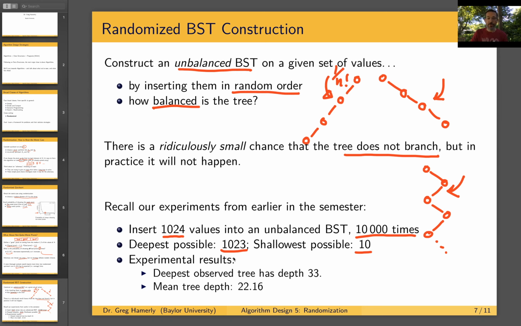Well, the experimental results showed us that the deepest tree had a depth of 33. That's not all of the nodes in the tree, that's just the deepest leaf. And the average over all 10,000 trials was 22.16. So the worst case that we ever saw out of all 10,000 trials was 33. The average case was 22.16. And that's much closer, as you'll see, to the best case scenario of 10 than it is to the worst case scenario of 1,023. So randomization really did a good job of sticking much closer to the best possible case than to the worst possible case.